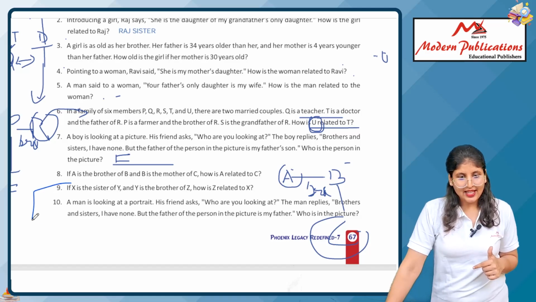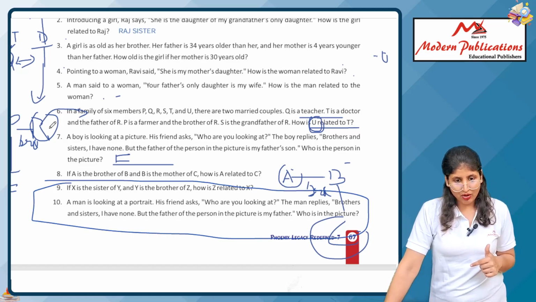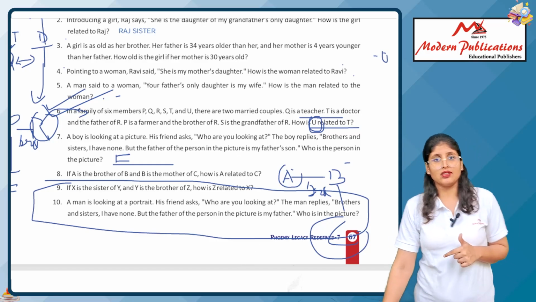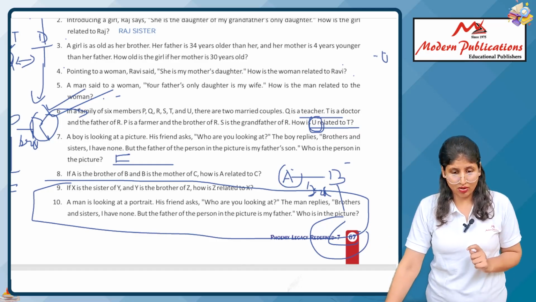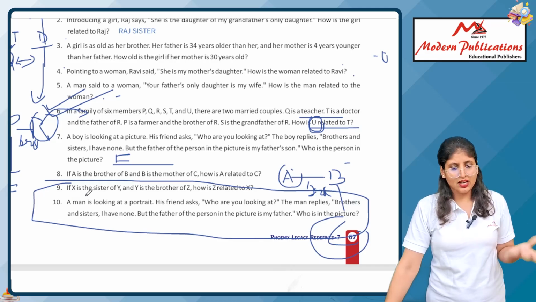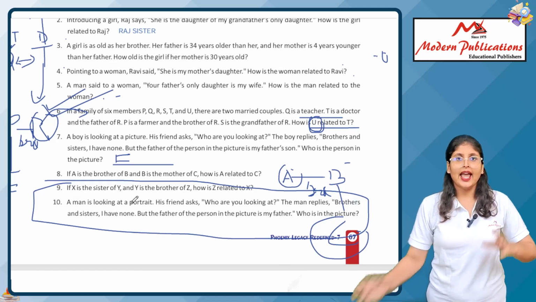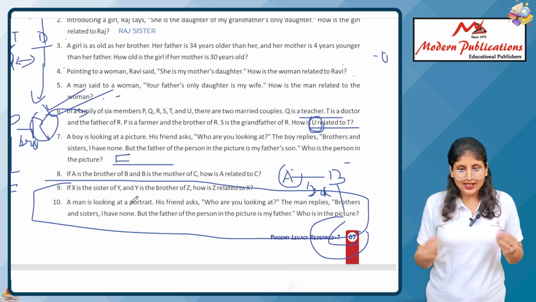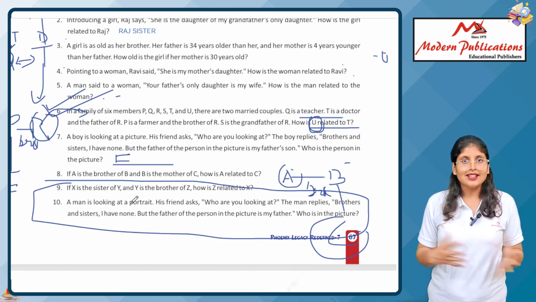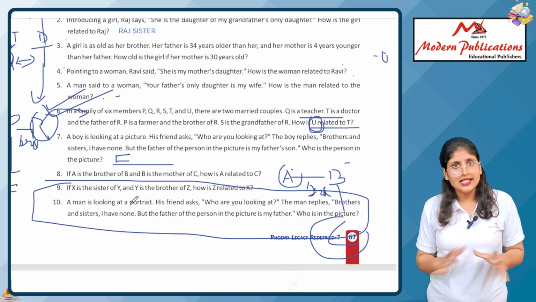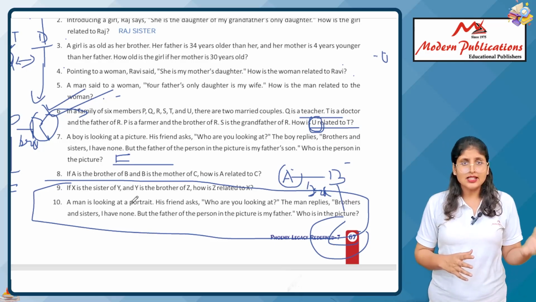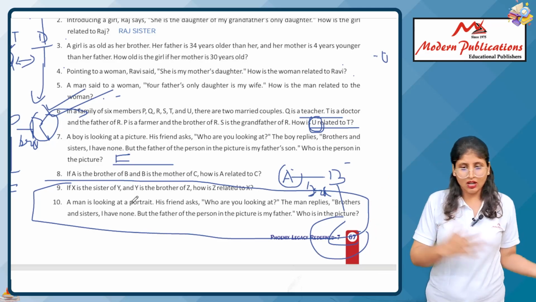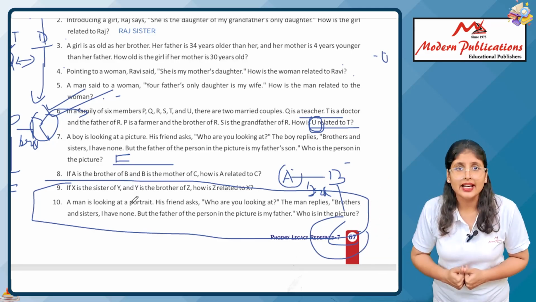Okay. And the last two are homework. Just try it yourself. The sixth one is also homework, so try to solve it. Then the ninth one is mentioned. If X is the sister of Y, and Y is the brother of Z, then X, Y, Z are brothers and sisters. So how are Z and X related? It is easy by the statement. Solve it.